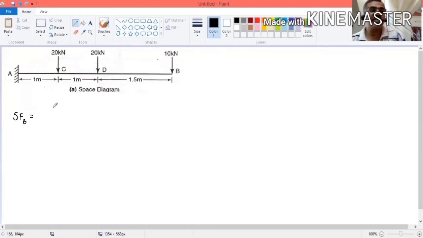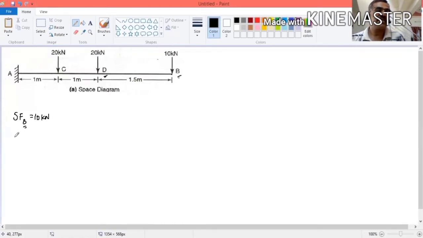So if you want to find shear force at a particular point, what you have to do? You have to take the load acting at the point as well as right side. Here right side there is no load, but at this point there is a load, that is 10 kilonewton. We take downward force on the right side of the beam as positive. So shear force at B is equal to 10 kilonewton. What will be the shear force at D?